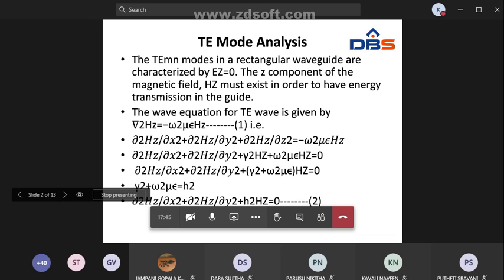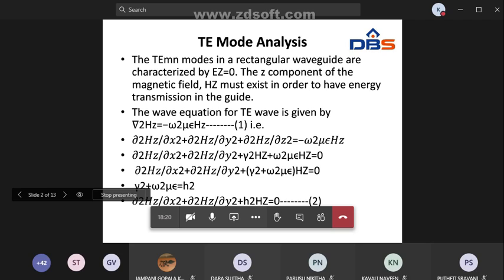In the TE mode, the electric field is perpendicular to the direction of propagation, so Ez becomes 0 and Hz must exist, right? That's why Hz not equal to 0 and Ez equal to 0 in the TE mode. So in TE mode, the wave equation is del square Hz equal to minus omega square mu epsilon Hz. You remember this equation.